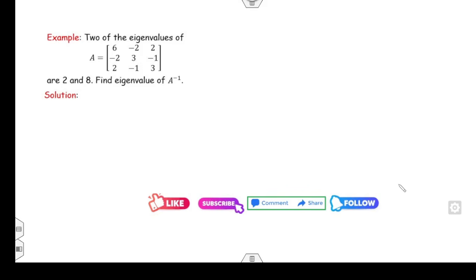Now look at this example. Find the eigenvalues of A inverse. A is a 3 by 3 matrix, so it has 3 eigenvalues. Definitely A inverse also has 3 eigenvalues. Two eigenvalues we already know, 2 and 8. The third eigenvalue is unknown to us. So can you find the eigenvalues of A inverse? If 2 is an eigenvalue, 1 over 2 is an eigenvalue of A inverse, then 1 over 8 and 1 over lambda 3.